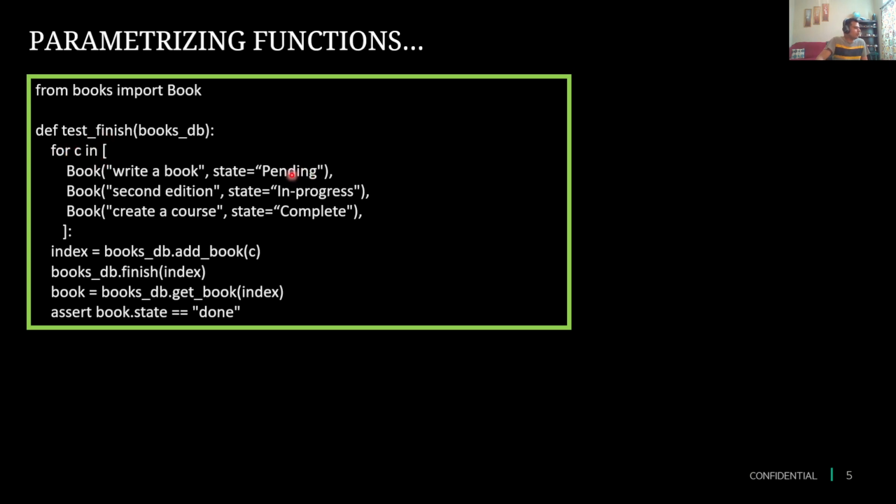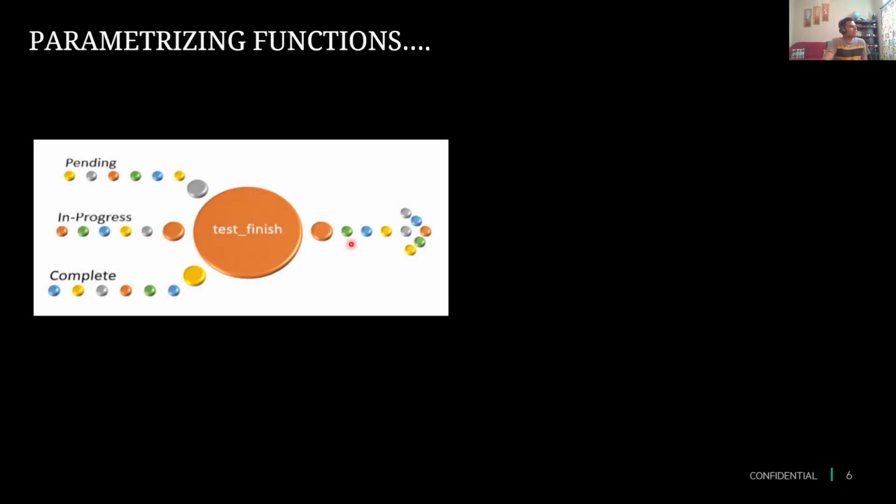If it fails for any one of the scenarios, we will not be able to go through the remaining scenarios. So what's the better solution? Then parameterization comes in handy. Parameterization says it doesn't matter. This test case is going to run as many times as we have data to run on. So we are running for pending, for in progress, and for complete. And these test cases are independent. If for some reason one of the test cases fails, we will continue with the next test case.